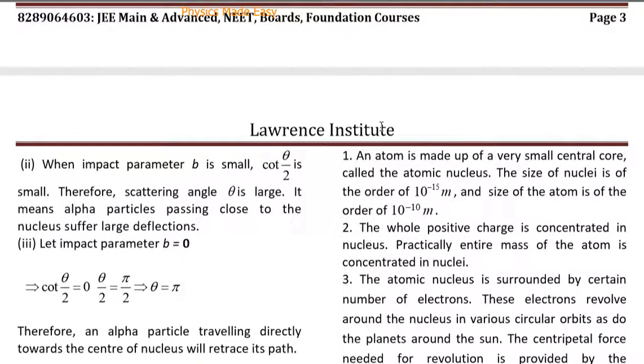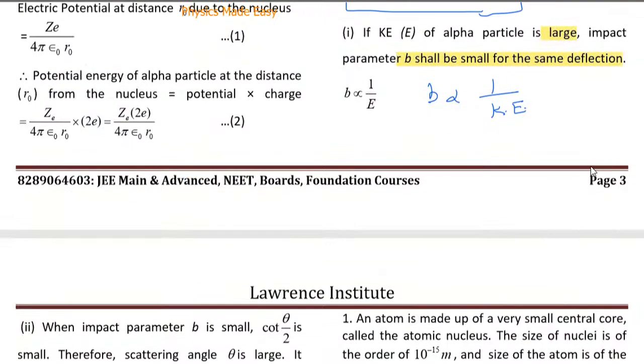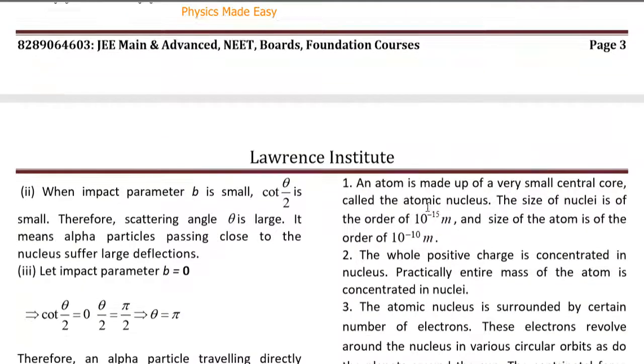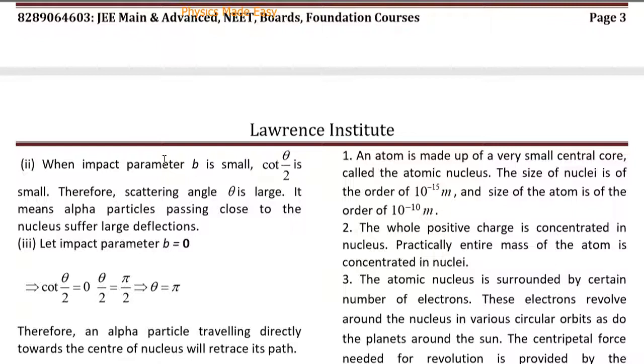Now if the impact parameter b is small, then cot theta by 2 will be small. Listen to this logic. If b is small, then cot theta by 2 is small, therefore the scattering angle is small. It means an alpha particle passing closer to the nucleus will suffer large deflections.